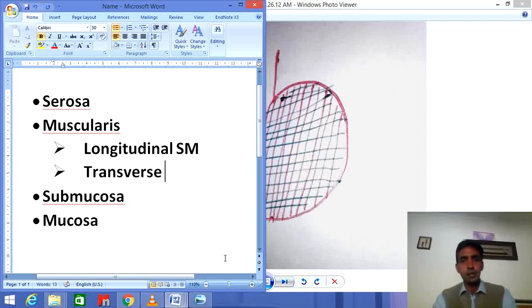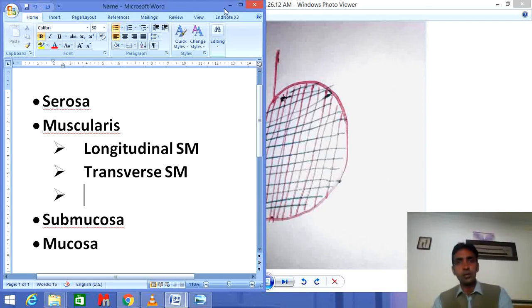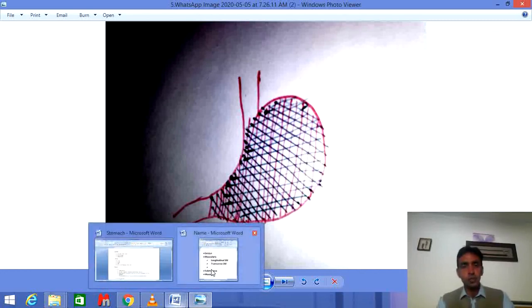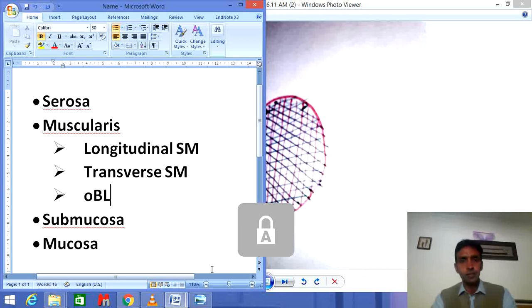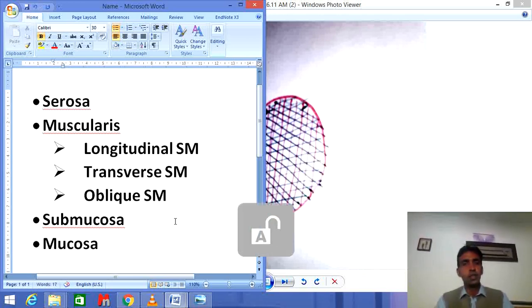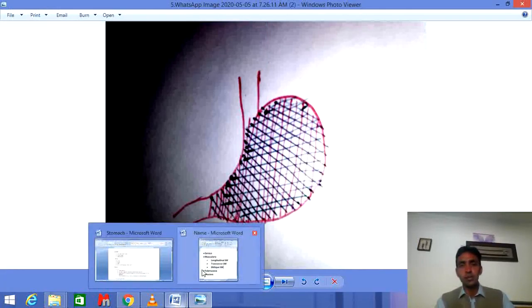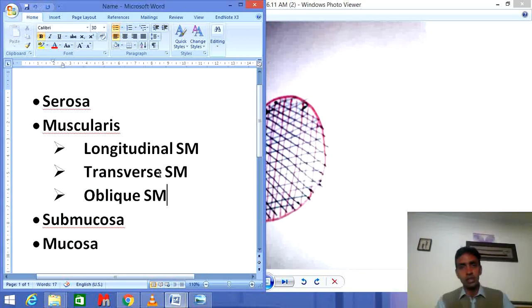Transverse smooth muscle. And the third one, the innermost, which is present obliquely, is called oblique smooth muscle. In all other parts of the digestive tract, in all other parts of the alimentary canal, only two types of muscles are present: the longitudinal smooth muscle and the transverse smooth muscle.